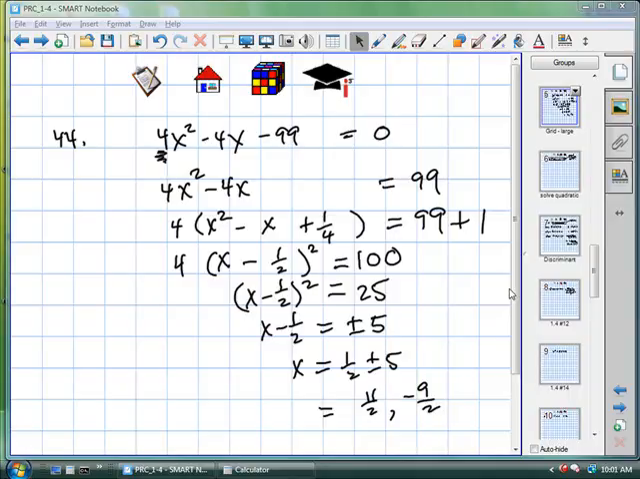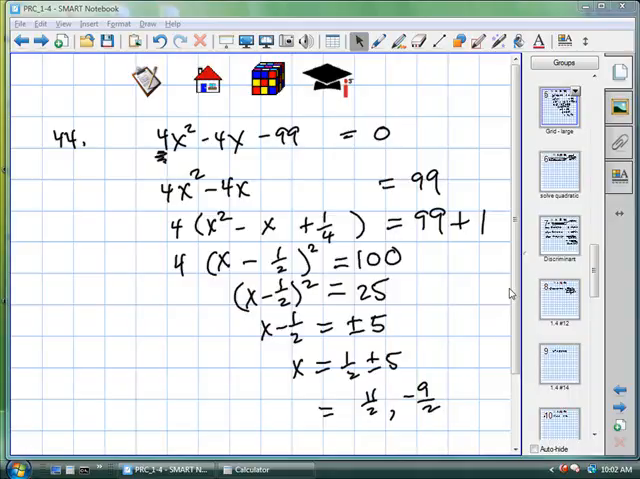What was tricky there? Remember when I did this, I took half of 1, which is 1/2, and I squared it, 1/4, and I put a 1/4 here. Now came the tricky part. That's right. This 1/4 is in the process of being multiplied by 4, so this is really a 1 here when you take everything together, and that's why I added a 1 on the right.